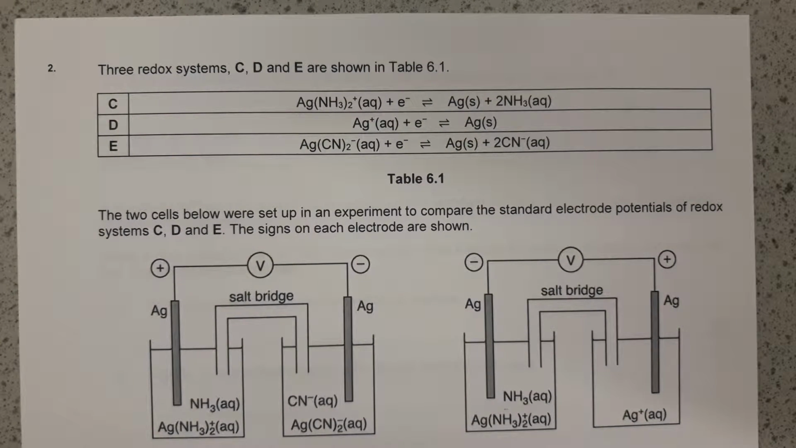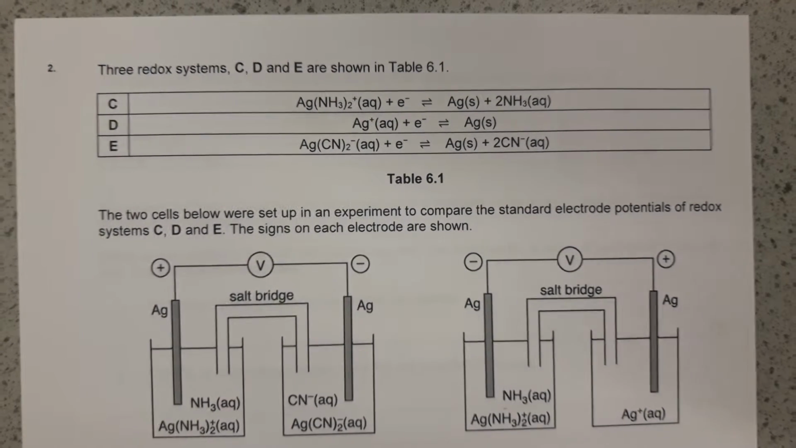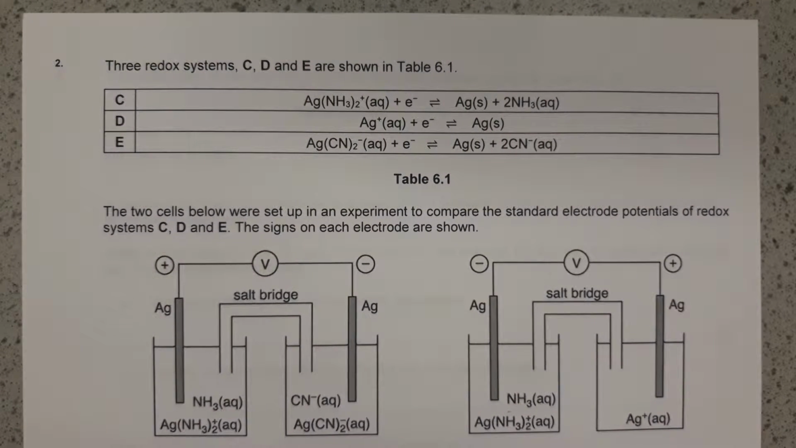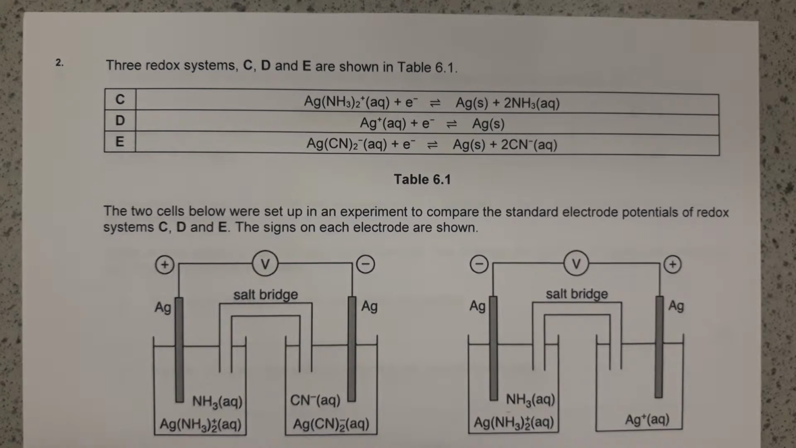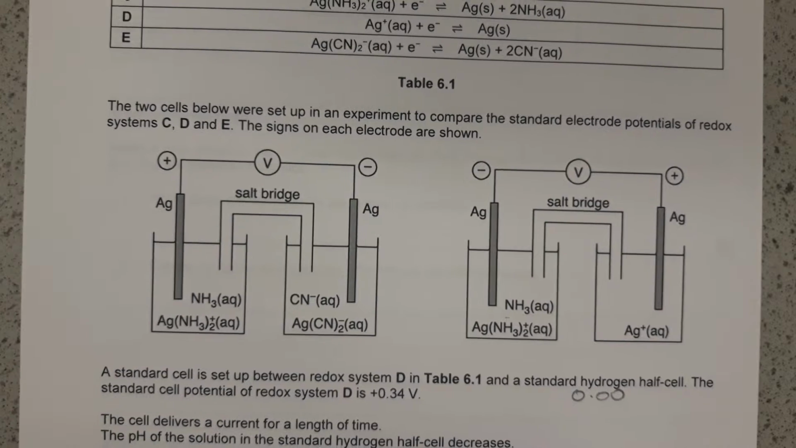Okay, this question, you can see we've got 3 redox systems listed in the table, and we've got some cell diagrams there. The 2 cells below were set up in an experiment to compare the standard electrode potentials of redox systems C, D, and E. The signs on each electrode are shown. The standard cell is set up between redox system D in table 6.1 and a standard hydrogen half cell. The standard cell potential of redox system D is plus 0.34, because we know the standard hydrogen half cell is 0 volts. Okay, we know that.